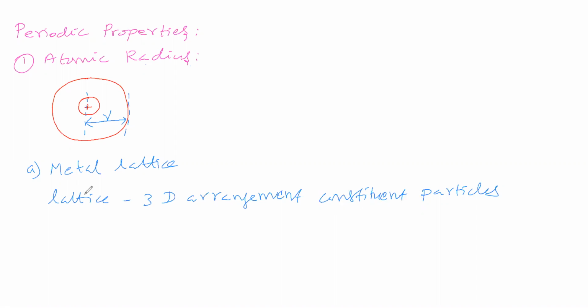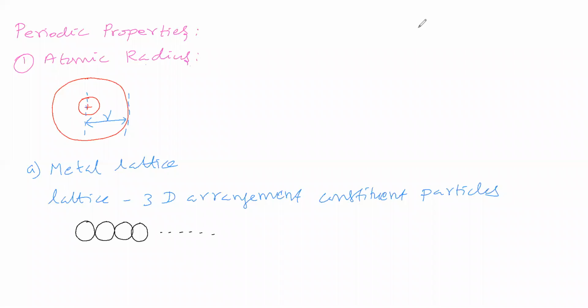Here the constituent particles are metal atoms. So how are the metal atoms arranged in a metal lattice? This is one metal atom, this is another metal atom, this is the next metal atom, and it continues like this. So in the metal lattice, metal atoms are arranged like this.